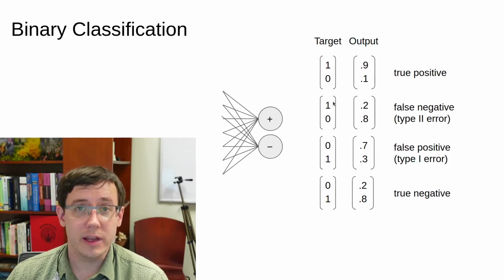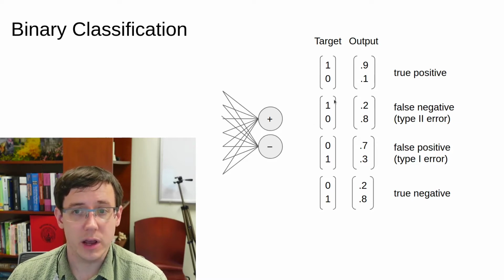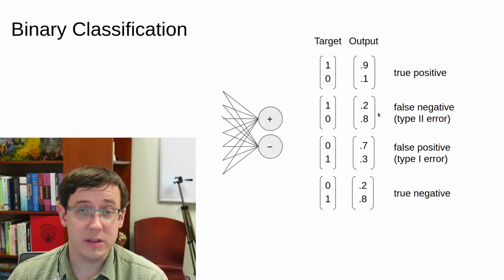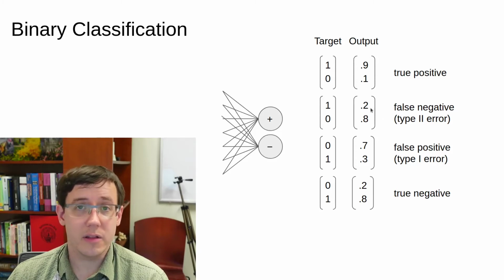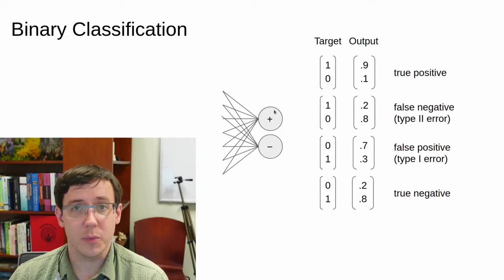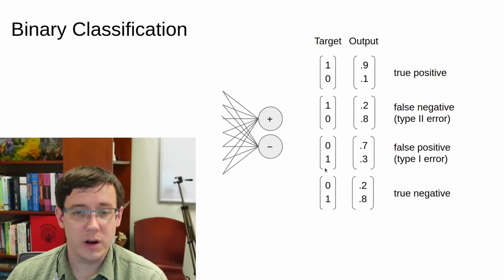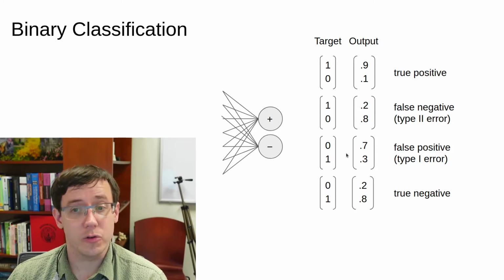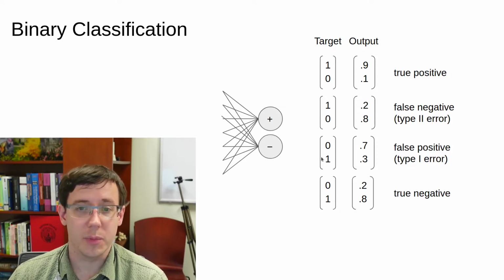Whereas if the label should have been the first category and we labeled it the second category, then that's a false negative, because we thought that it was the negative category, but we were wrong and it should have been the positive category. For a label of 0, 1, we can again get it either right, which is a true negative, or wrong, which would be a false positive.